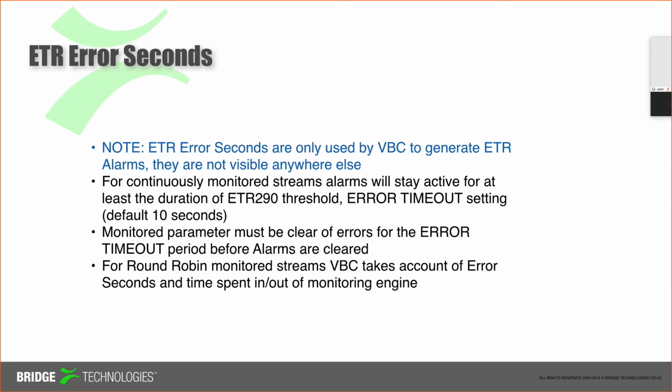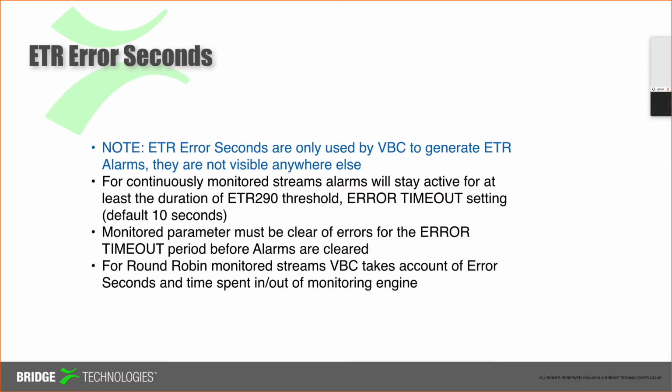ETR error seconds are only used by the VBC to generate ETR alarms. You can't see them anywhere. You can't go into a probe and say how many ETR 290 priority 2 error seconds you've got, because they only exist in this mechanism for counting and only in the VBC.